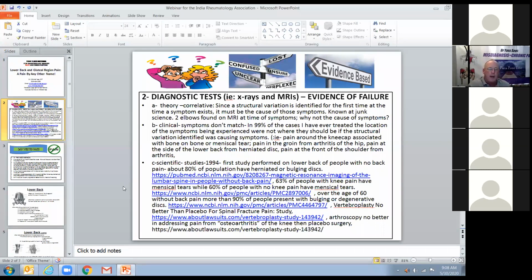From a theoretical perspective, the idea of using an MRI is based on correlative theory, which is simply to say that if a symptom exists, regardless of the symptom, and you find a structural variation for the first time, it is asserted that the structural variation is the cause of the symptom. The way to immediately discount that premise is, I can assure you that the MRI will find that that individual has two elbows at the time they're having pain. So if that's true, then why isn't having two elbows the cause of pain?